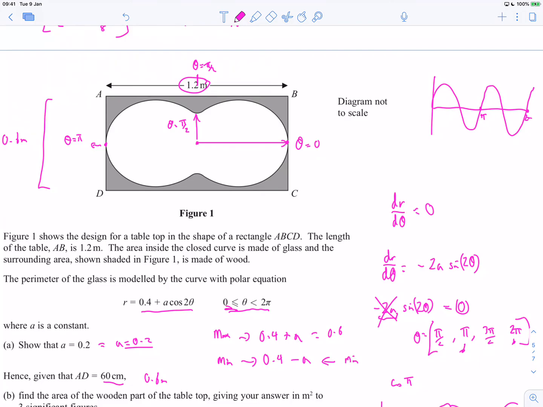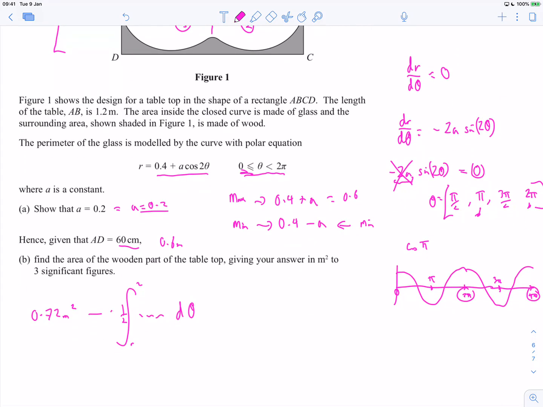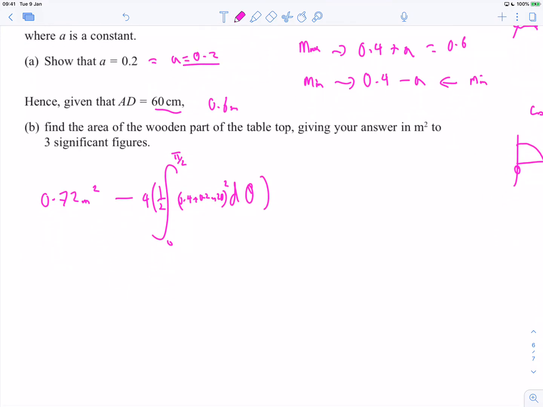So do you agree, by symmetry, that if I find the area of this region here, all I have to do is times it by 4, because I can split this up into 1, 2, 3, 4 sections. So really, all I have to do is 4 lots of this integral, which is going to be between 0 and pi over 2, of r, which is 0.4 plus 0.2 cosine 2 theta, squared d theta. It's not much of a problem.